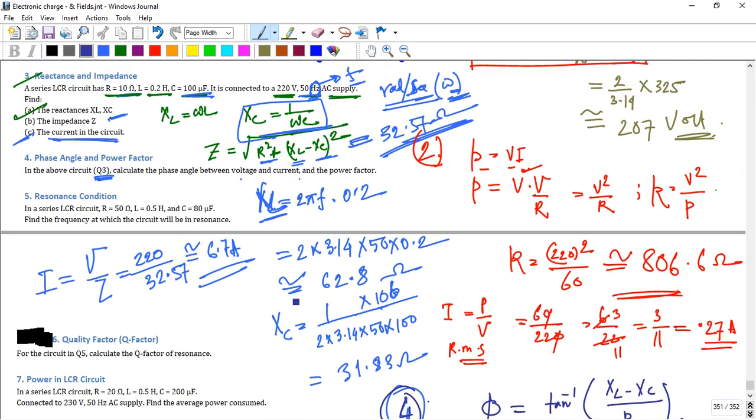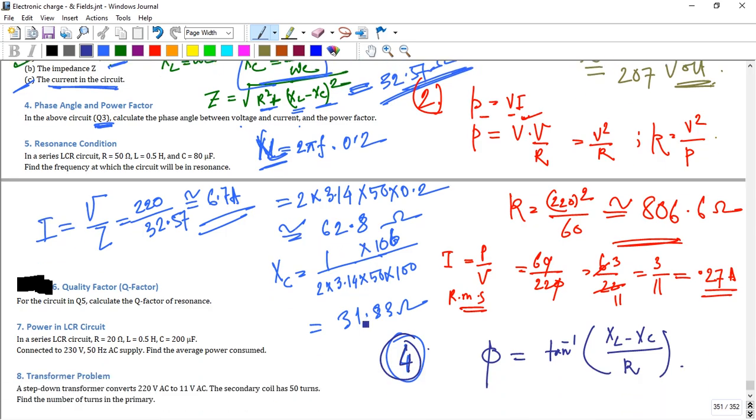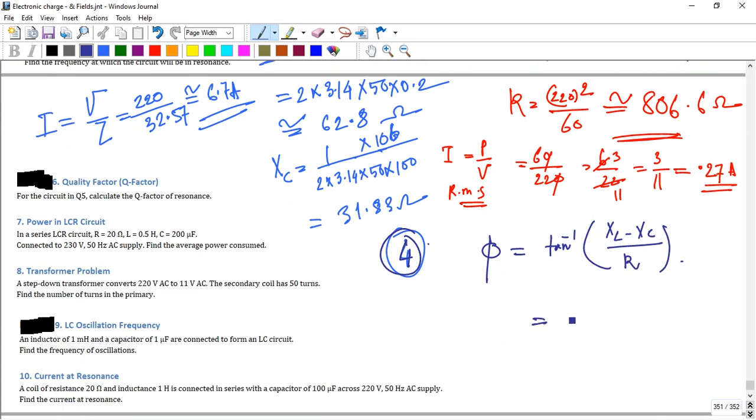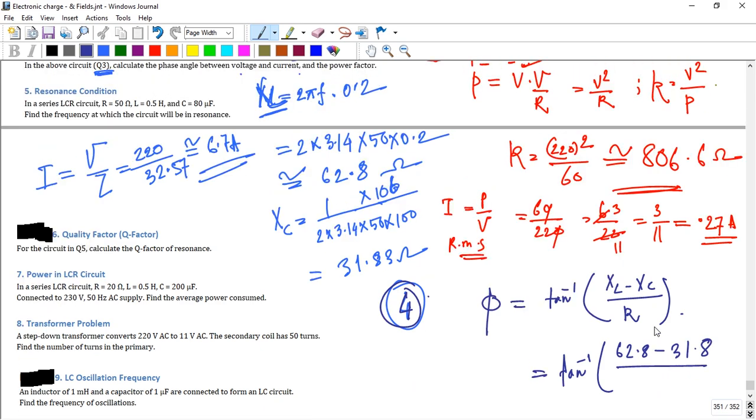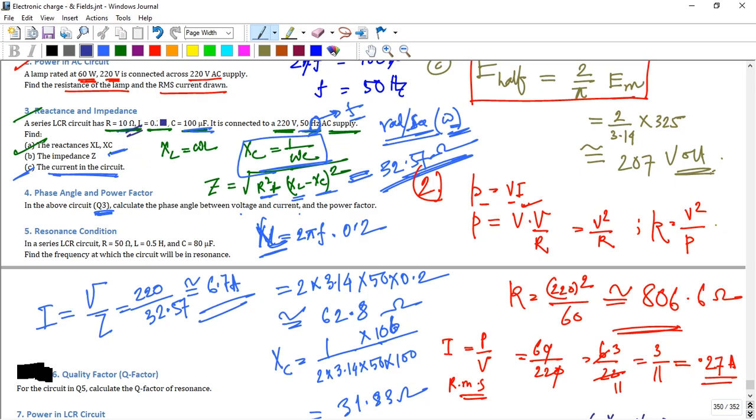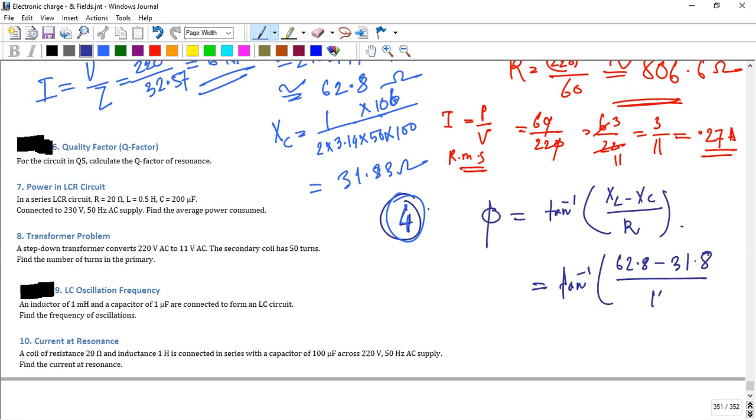Here XL and XC are found already: XL is 62.8 and XC is 31.83. So tan inverse of (62.8 minus 31.8) by R. The resistance is given, 10 ohm. So put 10 here, and solving this we get 3.1 inside the tan inverse, and the final result is 72.12 degree. That's the phase angle phi.